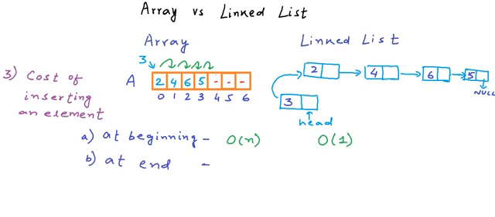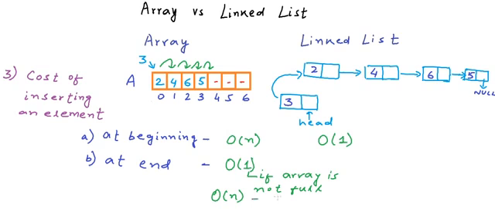Inserting an element at end for an array, let's say we are talking about dynamic array, a dynamic list in which we create a new array if it gets filled. If there is space in the array, we just write to the next higher index of the list. So it will be constant time. So time complexity is O(1) if array is not full. If array is full, we will have to create a new array and copy all the previous content into new array, which will take O(n) time, where n is the size of the list.